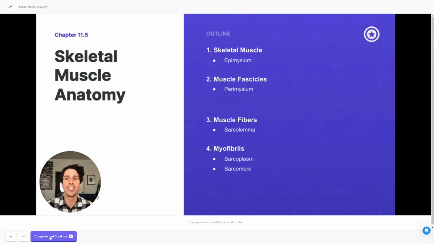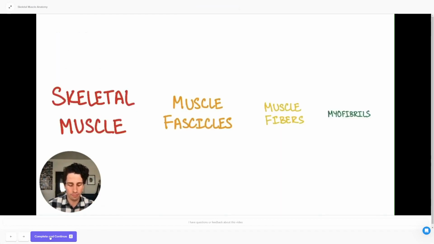So let's go ahead and start talking about these guys right here. And so right here, this is hopefully a little helpful picture for you. So skeletal muscle, we can see it's the largest, and then we see muscle fascicles are a little bit smaller, muscle fibers are smaller than those muscle fascicles, and then myofibrils are the smallest of all.